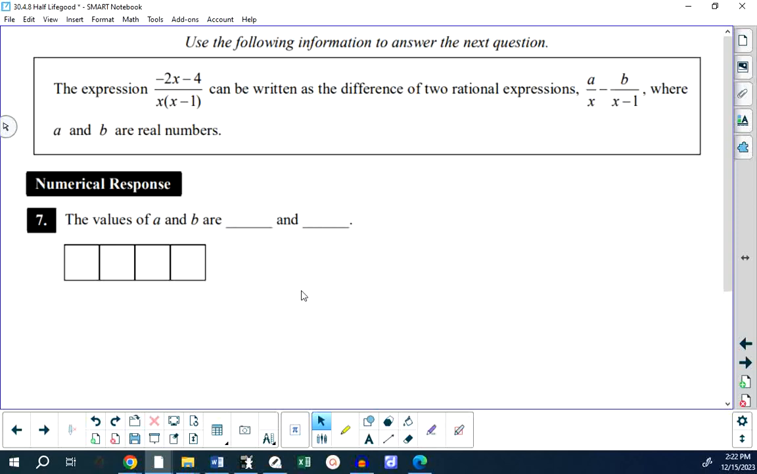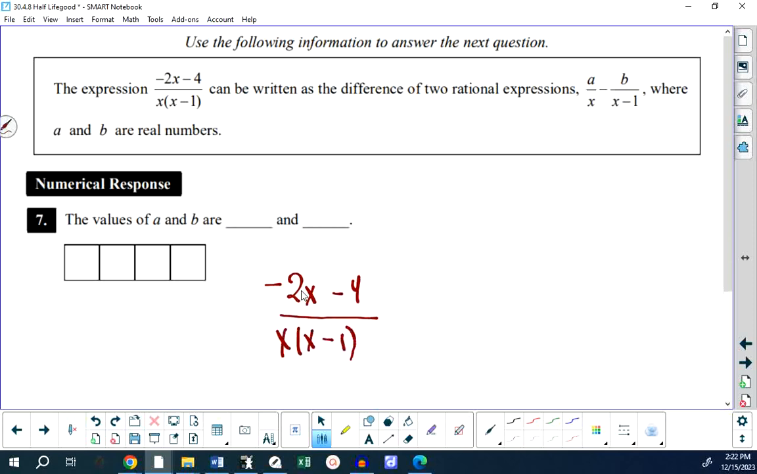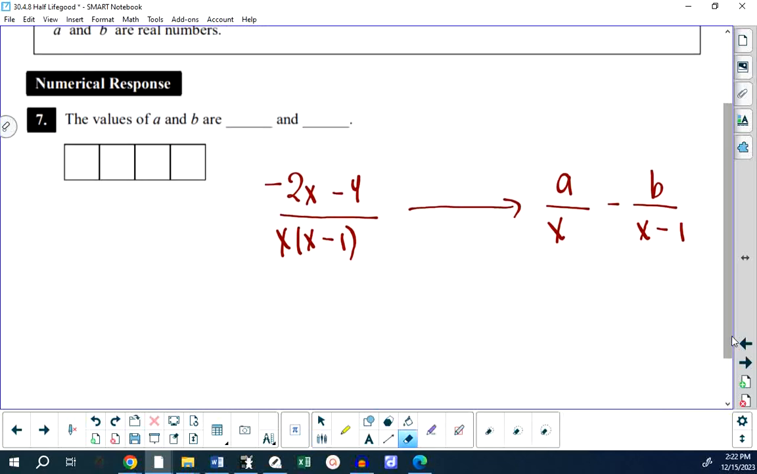You are going to run into trouble if you say to yourself, well, -2x minus 4 over x times x minus 1 needs to be turned into this. And if you approach it by saying, well, what can I do to this expression on the left to turn it into that other expression, I don't think you're going to be successful. But what we can do is the following. We can go the other way. And at first you're going to wonder, well, what good will this do?